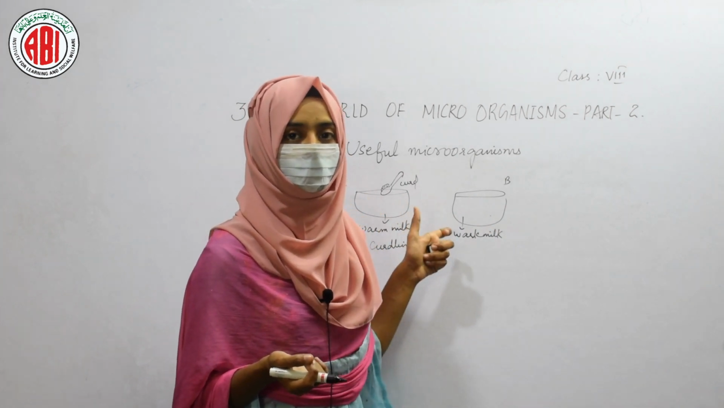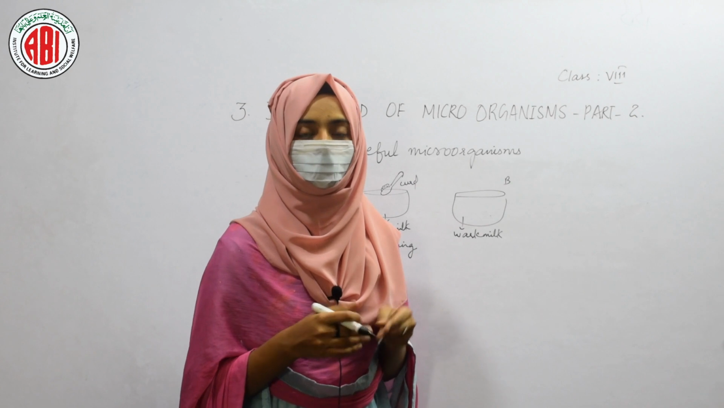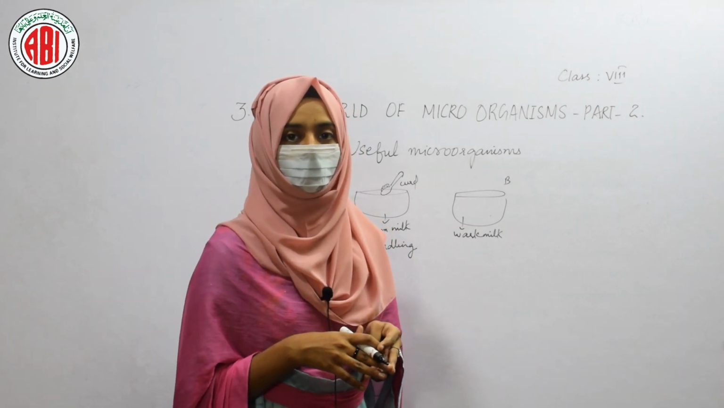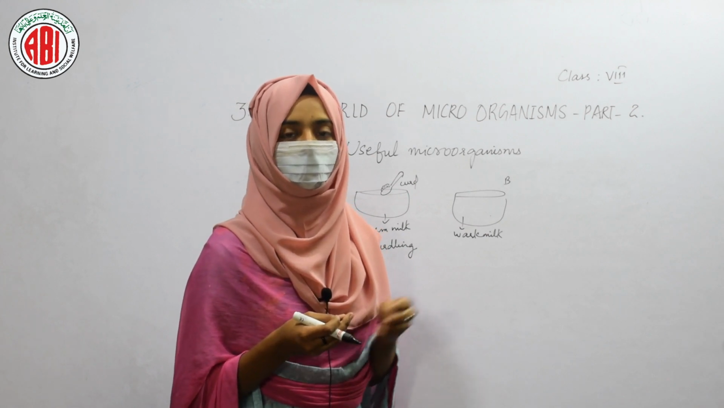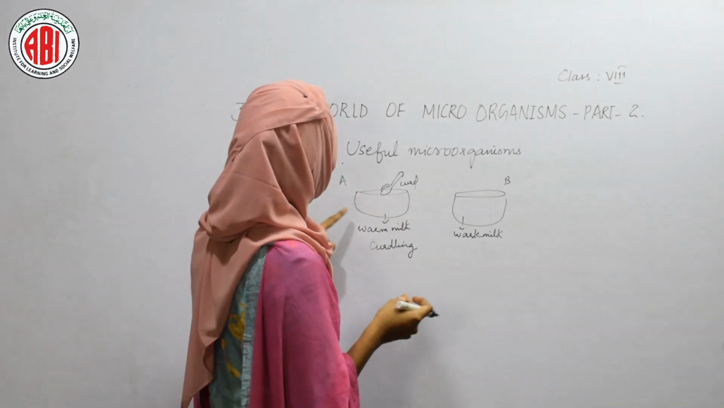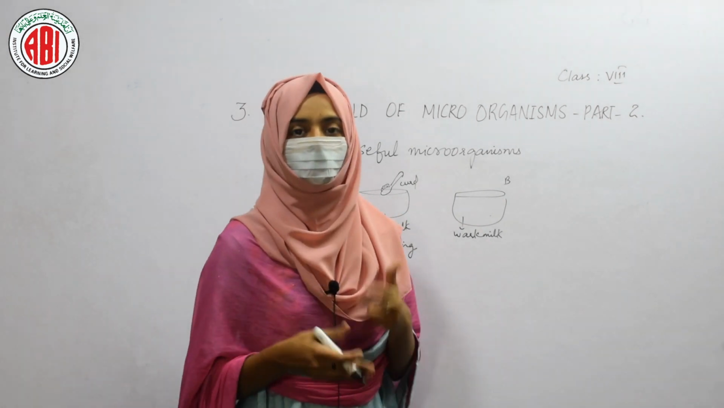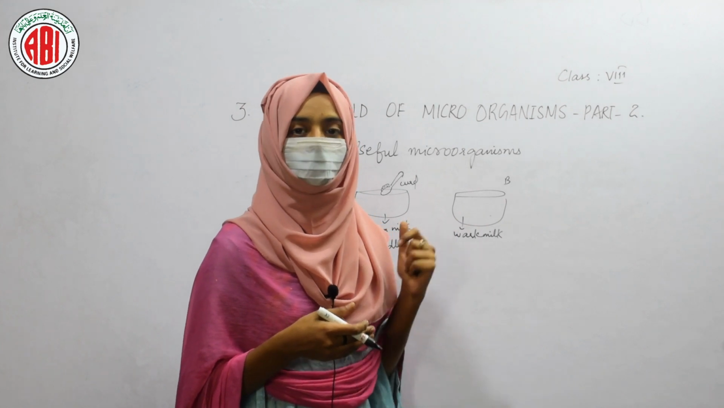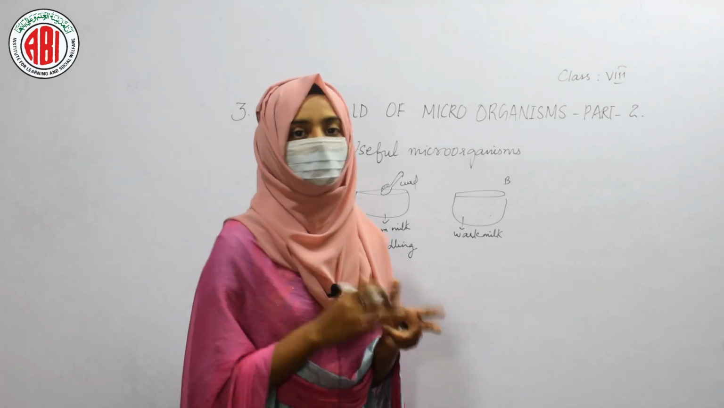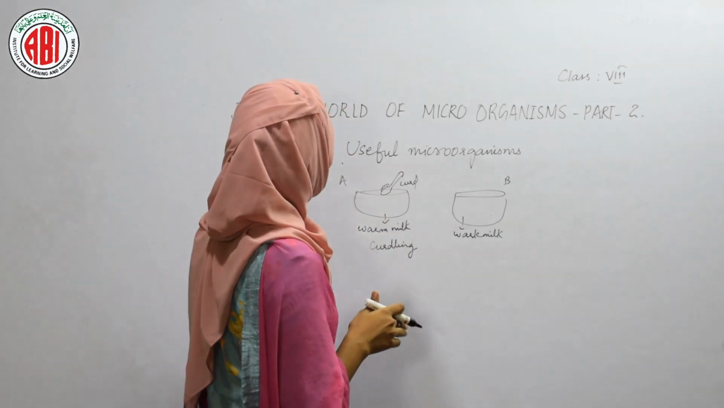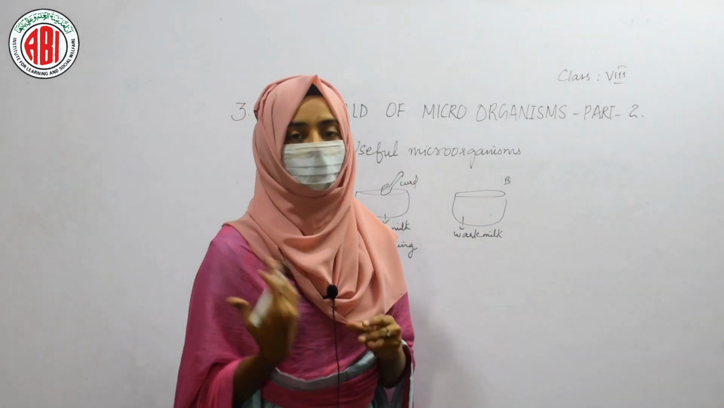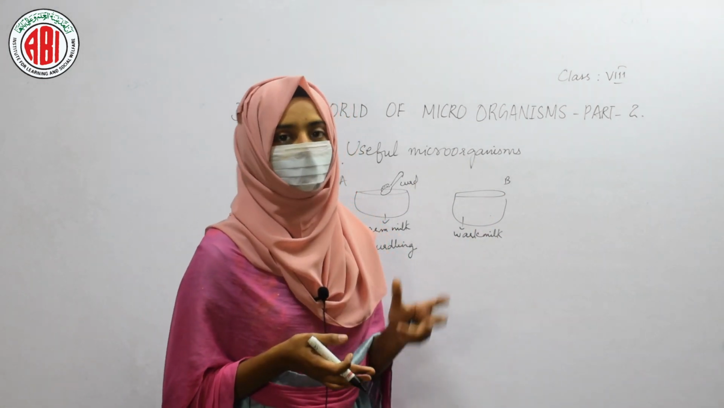So what is the reason? In A we have added a spoon of curd. So what is there in the curd? What makes the milk get converted into curd? In that spoon of curd there are some bacteria present. When we add that curd into the milk, the bacteria multiply, and because of their multiplication, the whole warm milk turns into curd and hence curdling takes place in bowl A. By this we can understand how microorganisms are useful in certain processes.